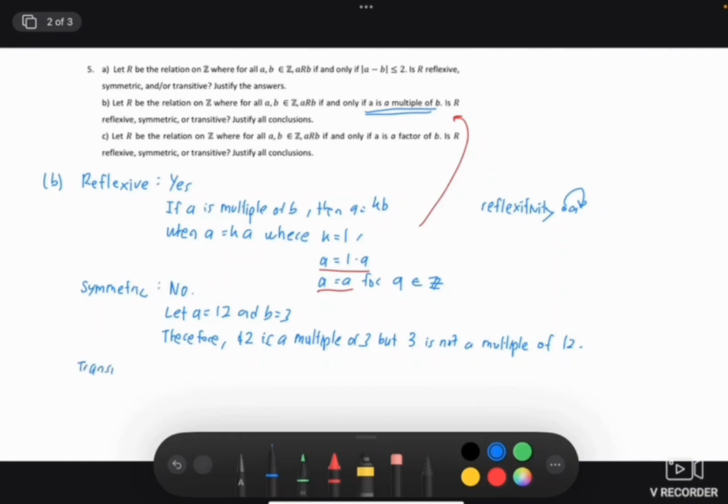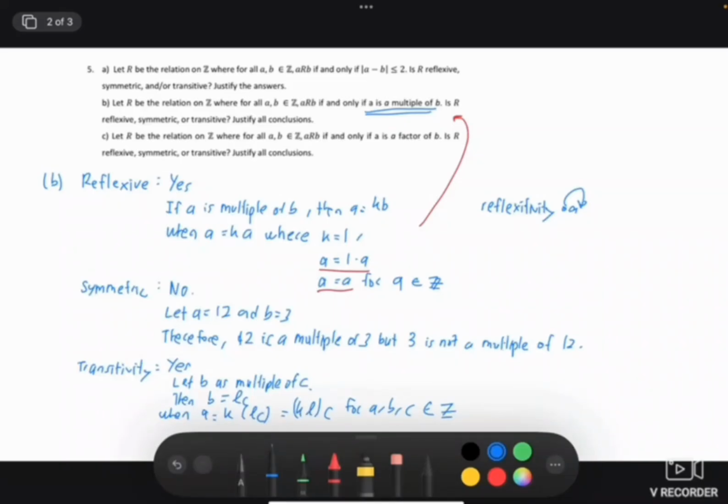Now, as seen for the transitivity, we can state that this relation R is transitive, and we can justify our answer by stating: let B be a multiple of C, then B equals L multiplied by the constant C. When A equals K multiplied by B, which equals K multiplied by L, C, for all A, B, C that are elements of the integers.